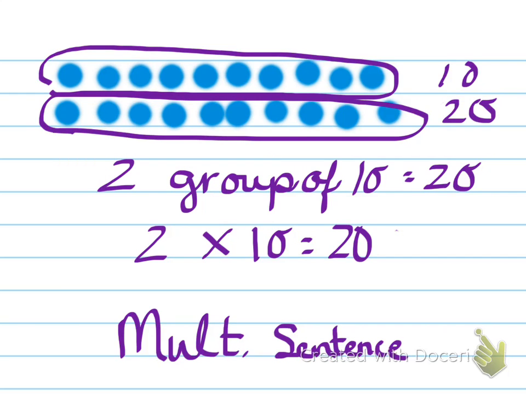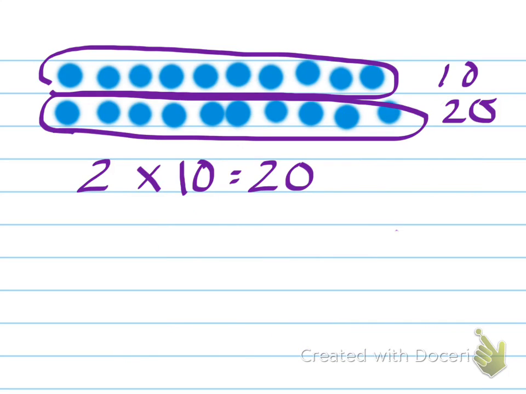And of course our multiplication sentence would be 2 groups of 10 equals 20, which is 2 times 10 equals 20. Now when you see 2 times 10 equals 20, I really want you to think just 2 times 1 equals 2, and then you are adding that 0.